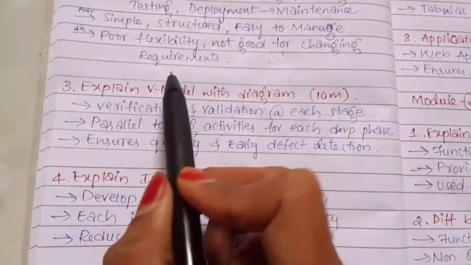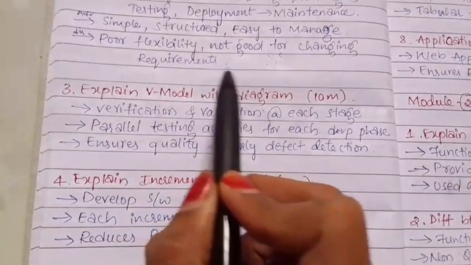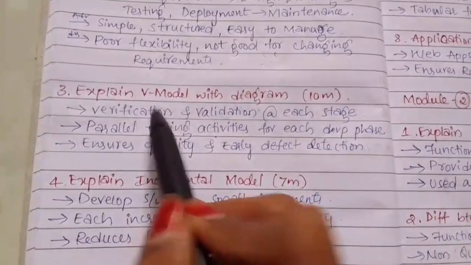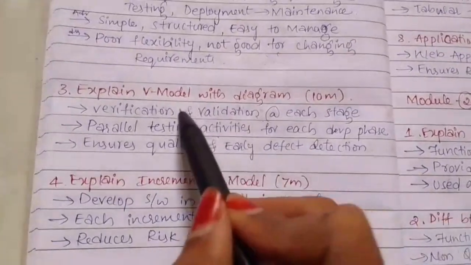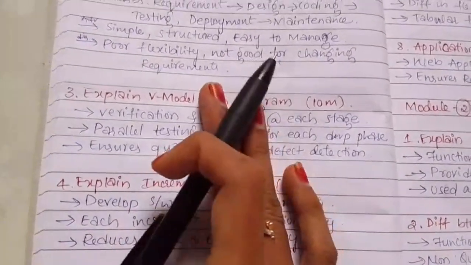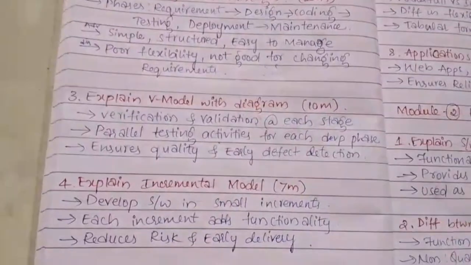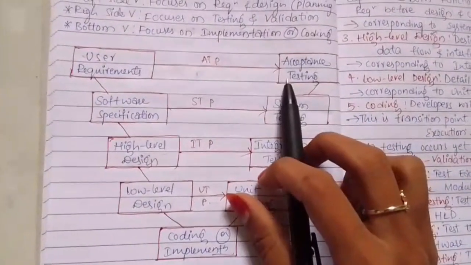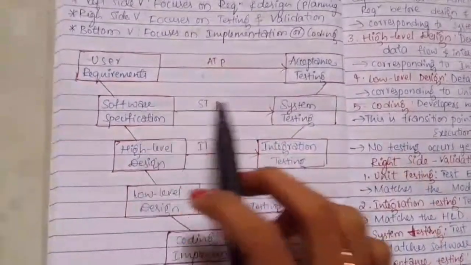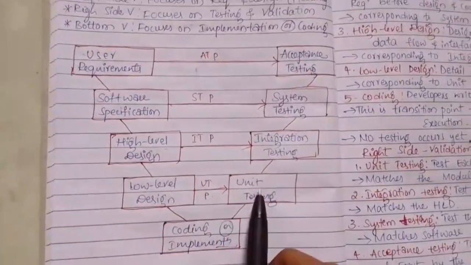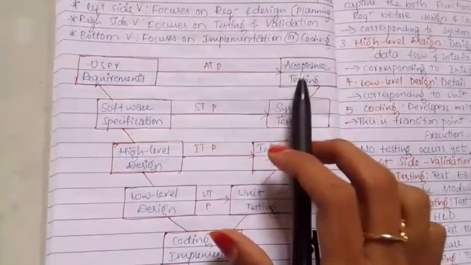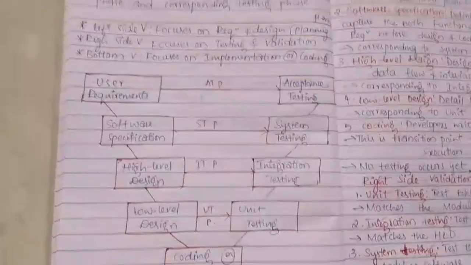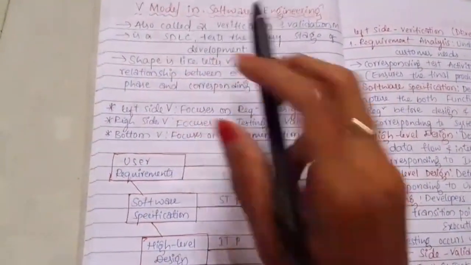For example, if I have requirement analysis, for that we have a testing phase, and I have designing, for that also I have a testing phase. If you want, you can see here. You can see here for user requirements, acceptance testing. These two are connected here. You can see each phase is connected to the testing phase as well. This is the V model in software engineering.